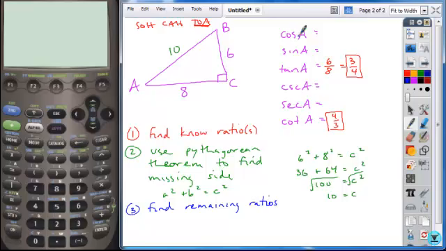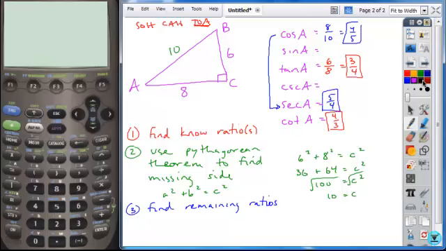So if I want to find cosine of A, it is adjacent 8 over hypotenuse 10, which reduces to 4 over 5. Which means what's the reciprocal ratio to cosine? Well, which of these is it going to be? Remember, the ratios and their reciprocals don't start with the same letter. So cosine is the reciprocal of secant. So this is going to be 5 over 4.